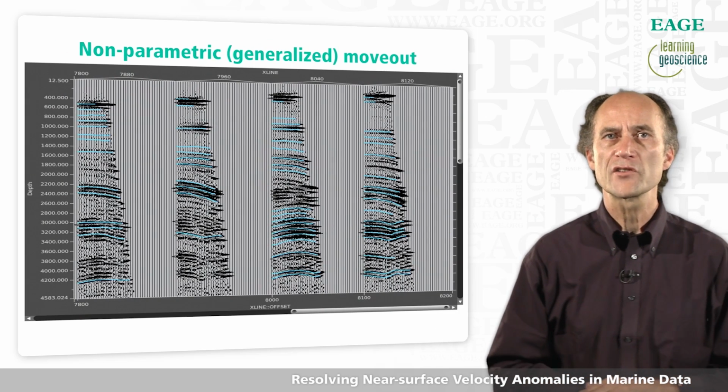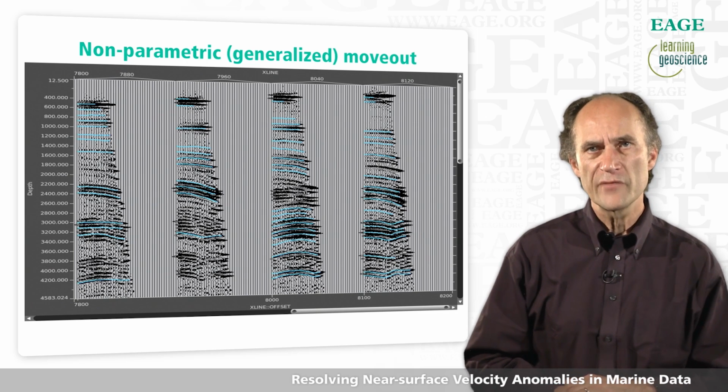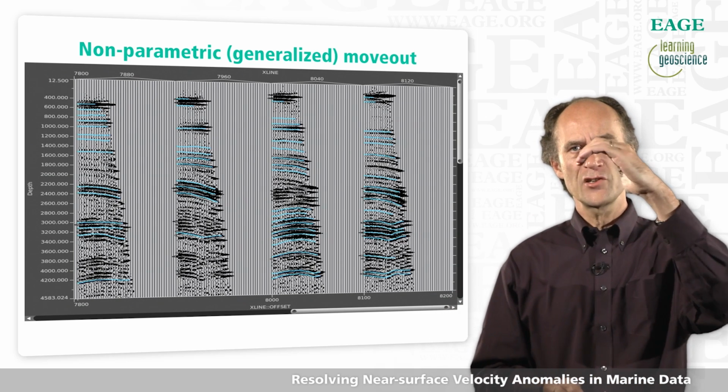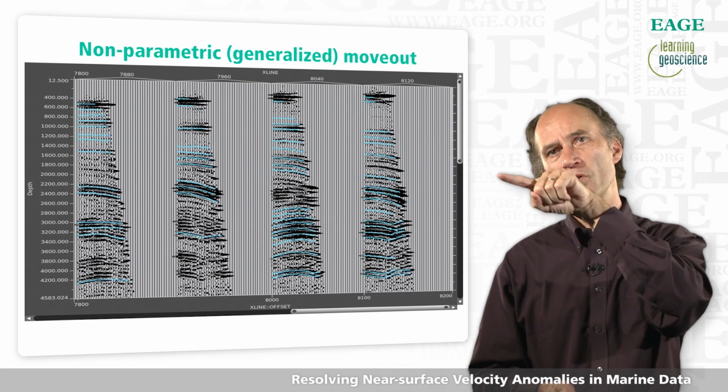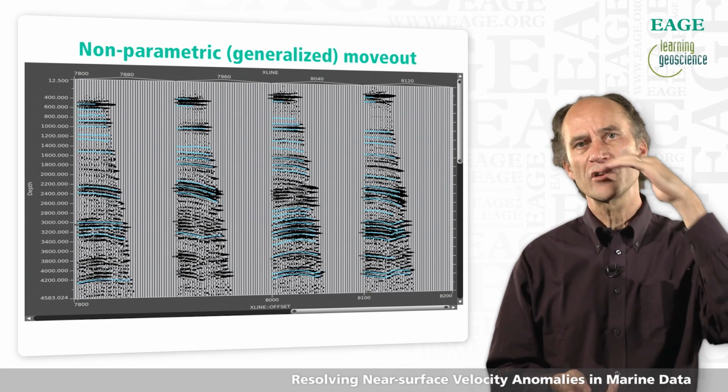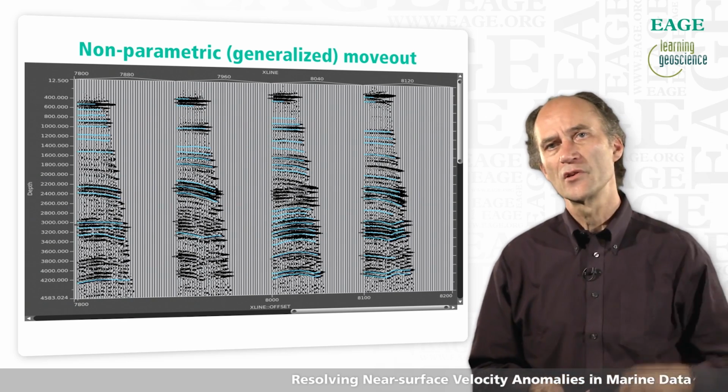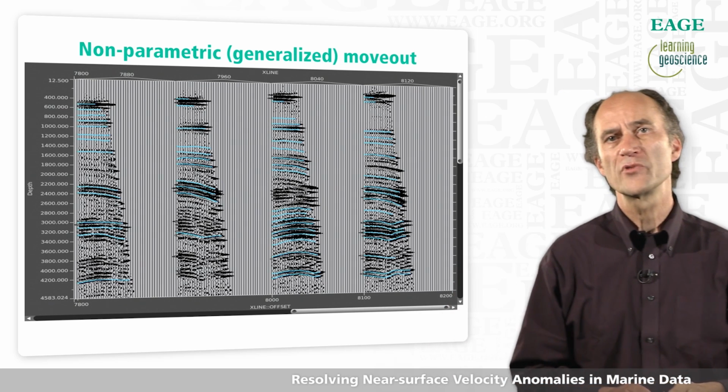So here's an example of that generalized move out picking. You have very, very strange move out. Some of it's sort of N-shaped, some is a bit like a tick mark. But whatever it is, you can't characterize it with a simple curve. So if we can do that kind of picking, we'll get a better update of the model.